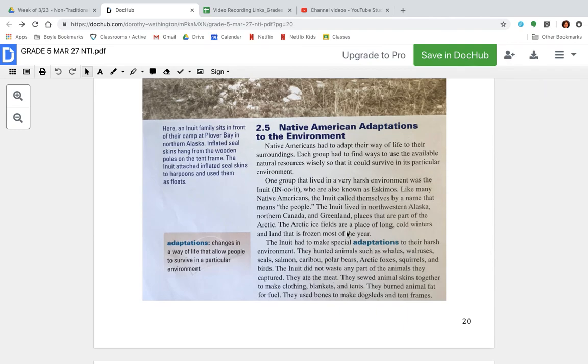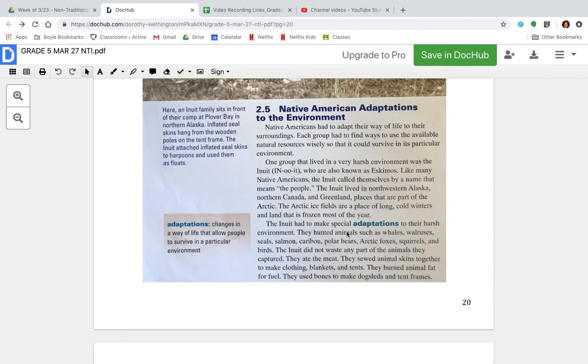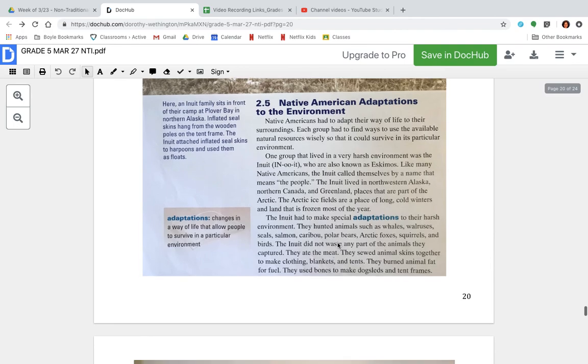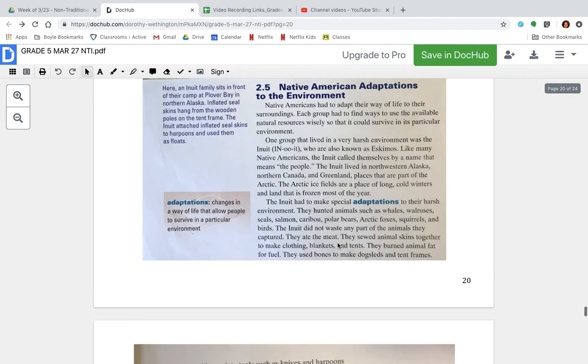The Arctic ice fields are a place of long, cold winters and land that is frozen most of the year. The Inuit had to make special adaptations to their harsh environment. They hunted animals such as whales, walruses, seals, salmon, caribou, polar bears, Arctic foxes, squirrels, and birds. The Inuit did not waste any part of the animals they captured.